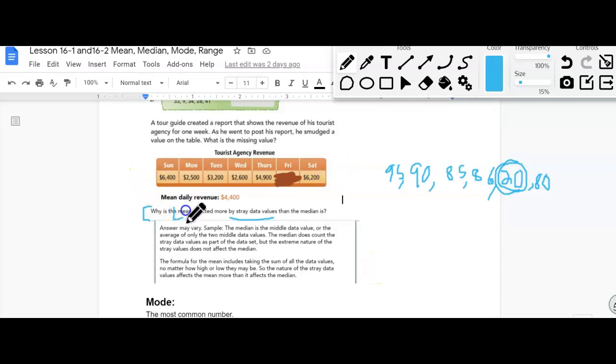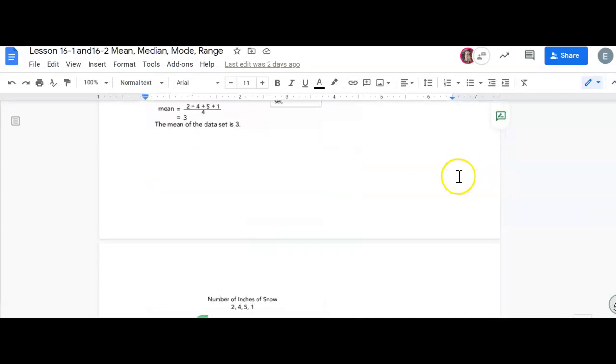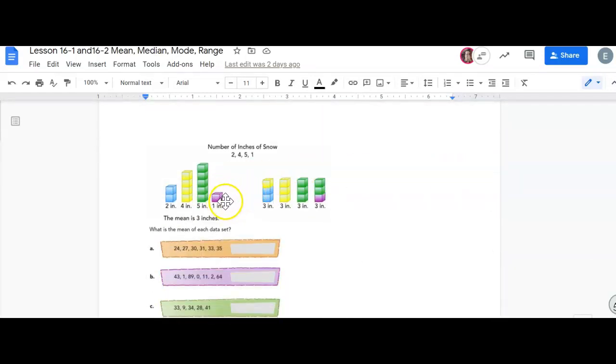So the mean is affected more in this problem because we have to add all of these numbers, including the 20, and then divide by the number of values. So this low number is going to bring all of them down. It's just like the example of our blocks. If one of them is really, really low, we're going to have to take blocks from other ones to compensate to get that flat level.